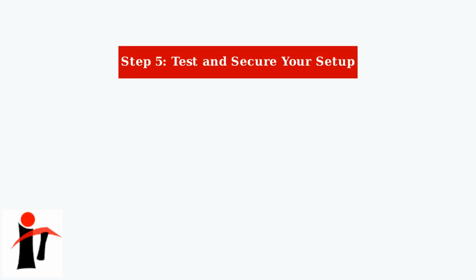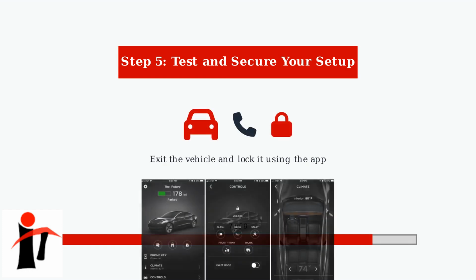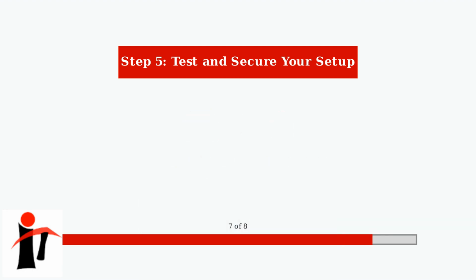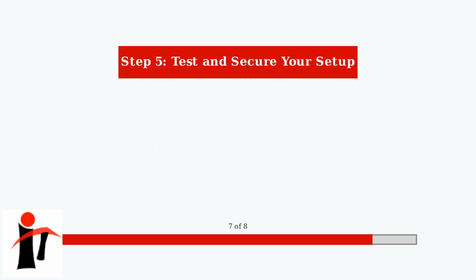Now that your phone key is linked to your driver profile, it's time to test and secure your setup. First, exit your Tesla vehicle completely. Then, open the Tesla app on your phone and tap the lock button to secure your car remotely. Walk toward your Tesla with your phone in your pocket or hand. The car should automatically unlock when you get close enough, typically within 5 to 10 feet.